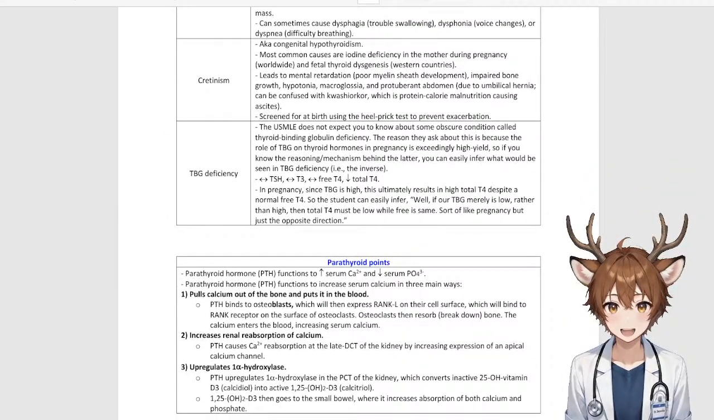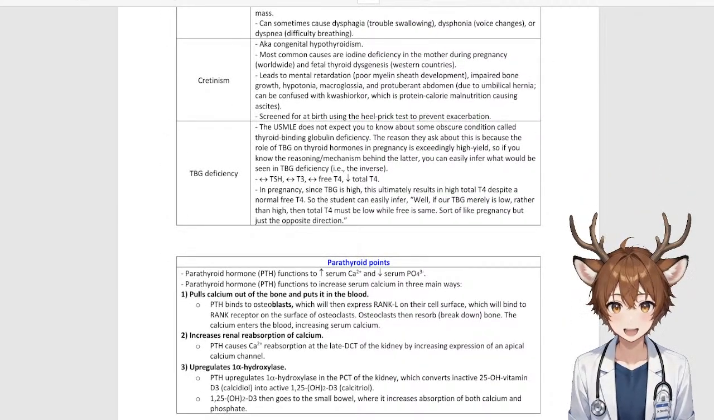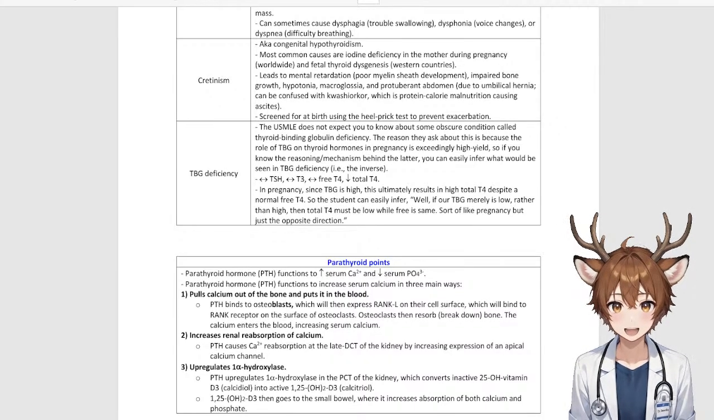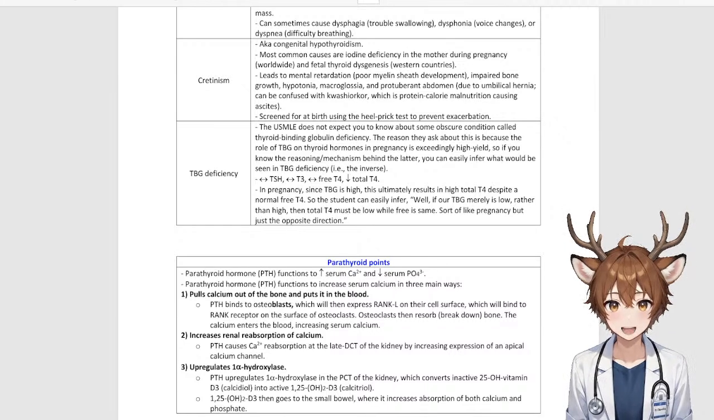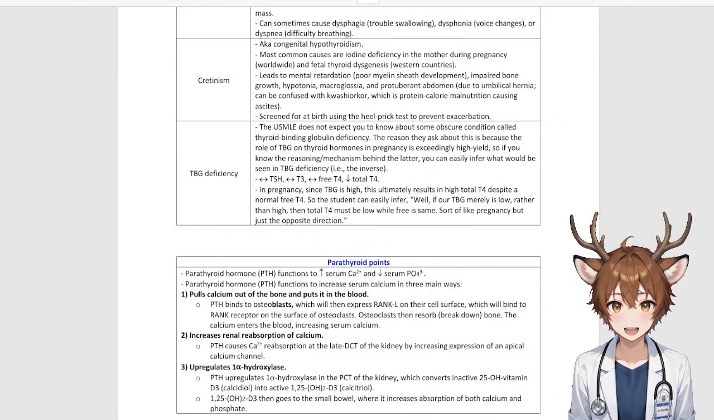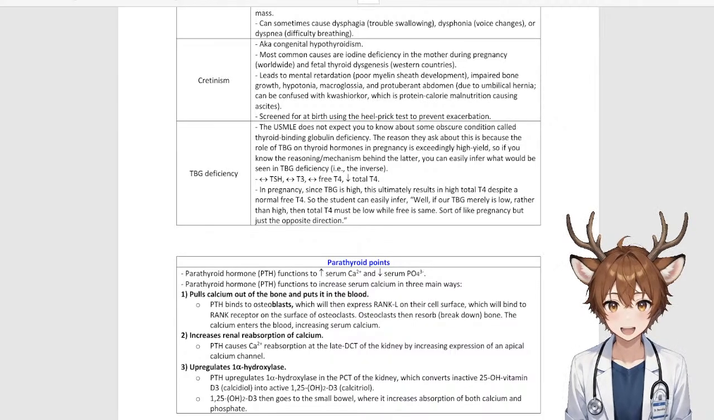What about TBG deficiency? The USMLE does not expect you to know about some obscure condition called thyroid binding globulin deficiency. The reason they ask about this is because the role of TBG on thyroid hormones in pregnancy is exceedingly high yield. So, if you know the reasoning behind the mechanism of the latter, then you can easily infer what would be seen in TBG deficiency. That is to say, the inverse.